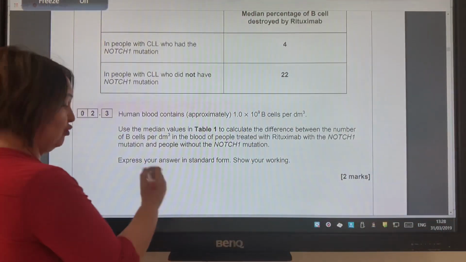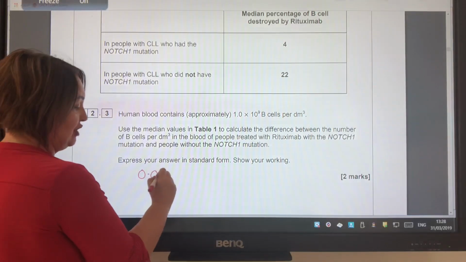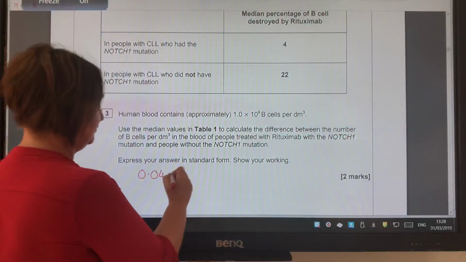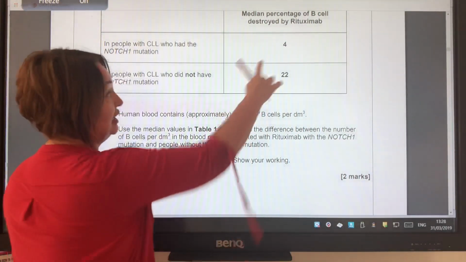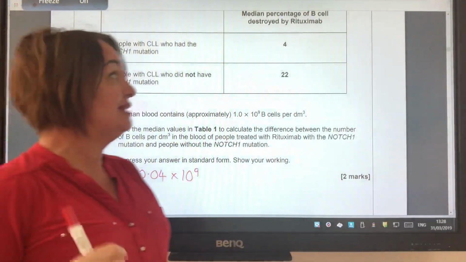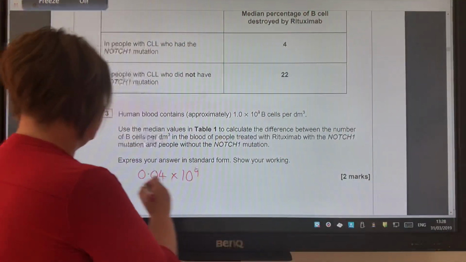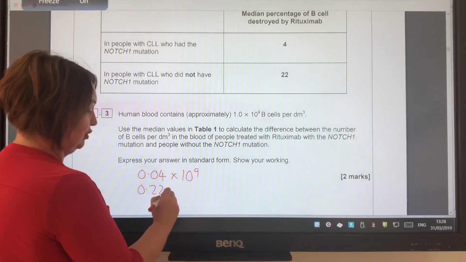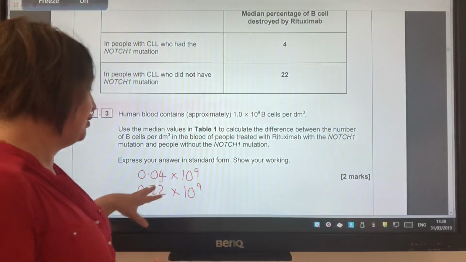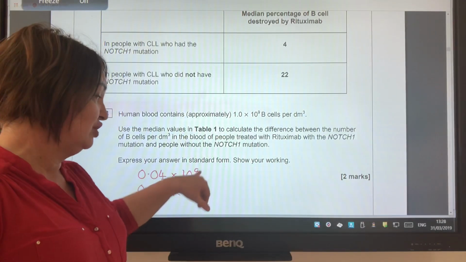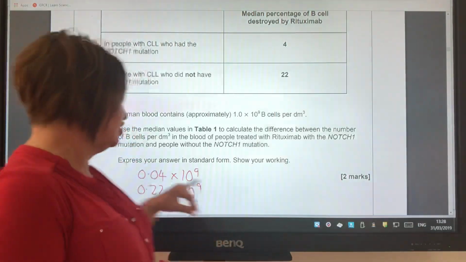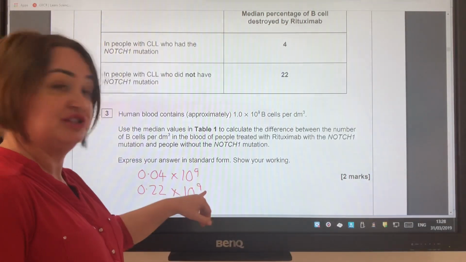4% of 1 is 0.04. And there are that many times 10 to the 9, which represents this. In the second one, we've got 22% of 1, which is 0.22 times 10 to the 9. Well, the first thing I'm going to do is get them both into the same standard form here, so that when I subtract them, I can just be dealing with these numbers and not these numbers.